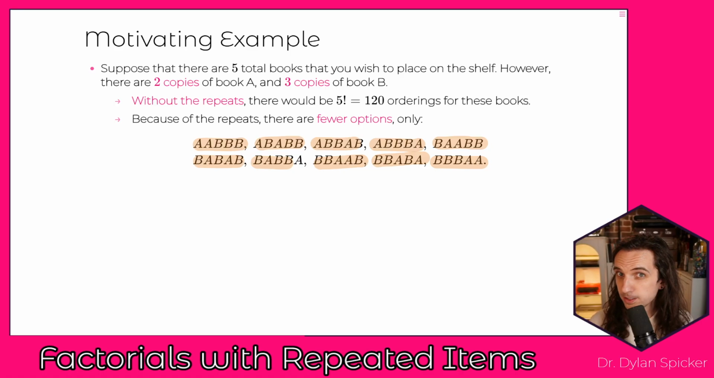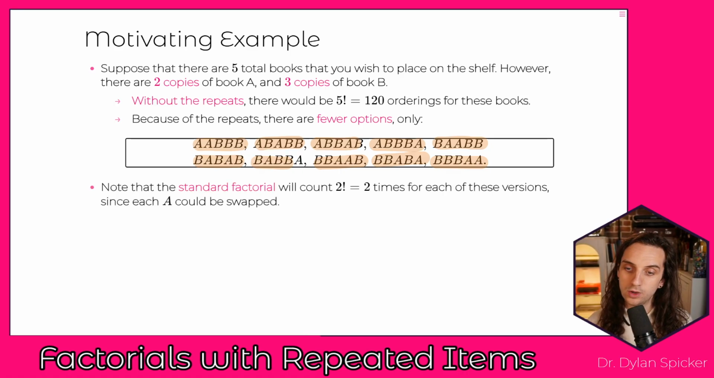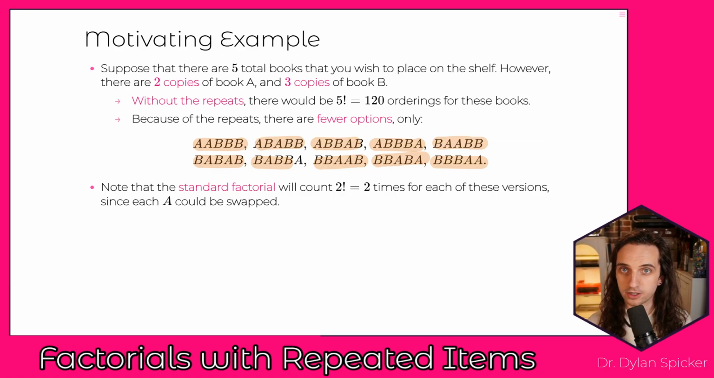So if there are no repeats, there are going to be 120 orderings. However, when we have 2 copies of book A and 3 copies of book B, there are only 10 orderings. Why did this happen? Where is the difference coming from between the 120 and the 10? Well, if we had done a standard factorial, for each one of these different combinations that we have listed here, we would have counted it 2 factorial times, which is to say 2 times. If we take a look at just this first ordering, we have AA, BBB.